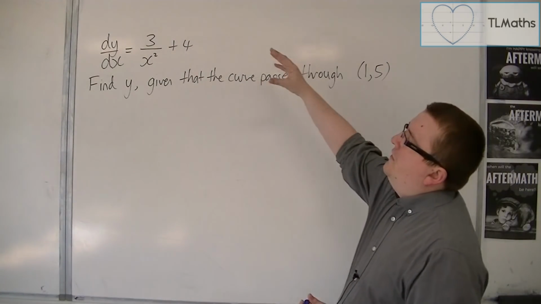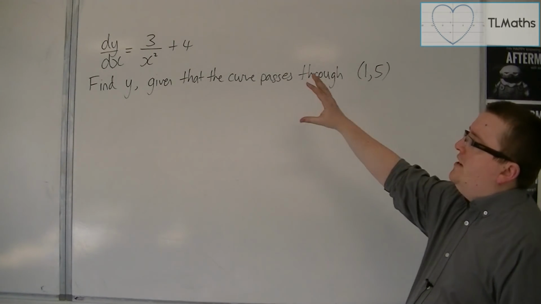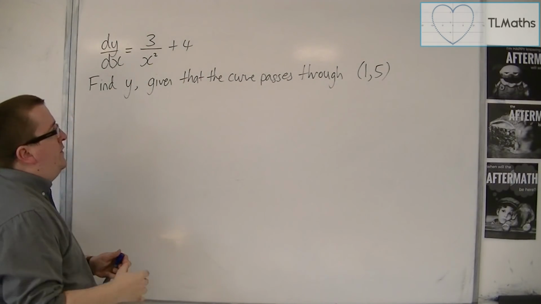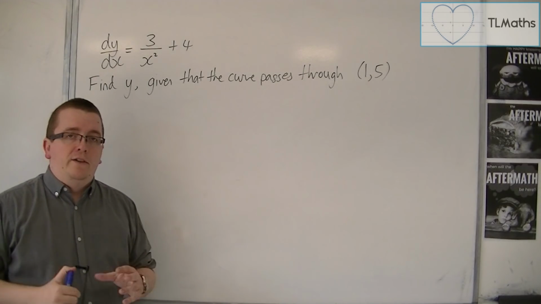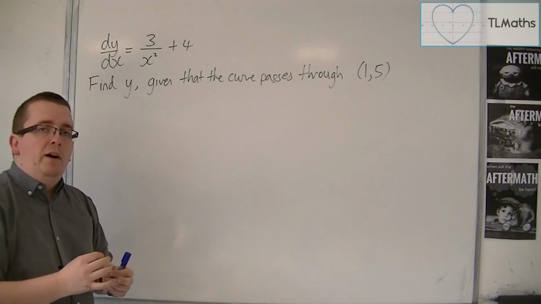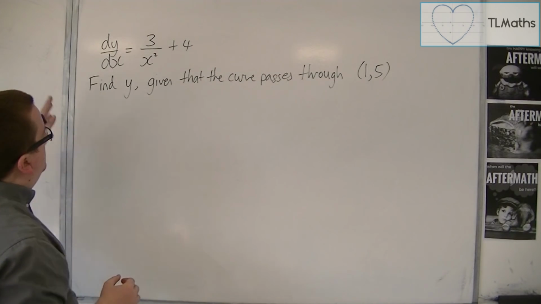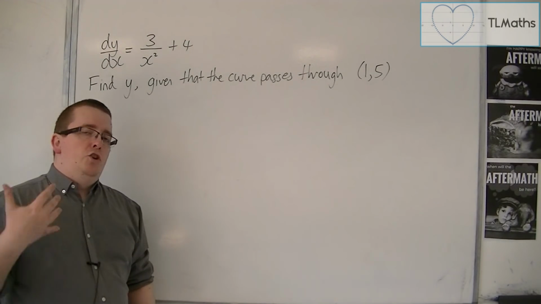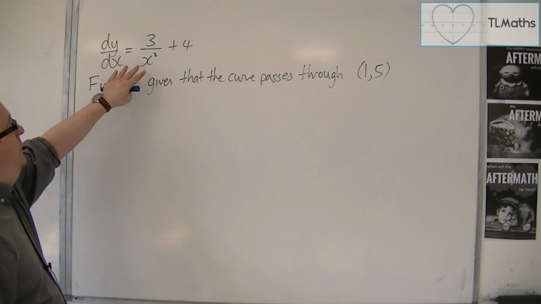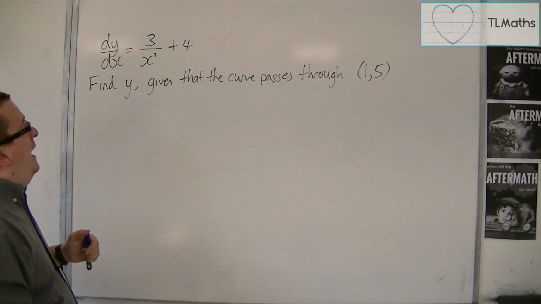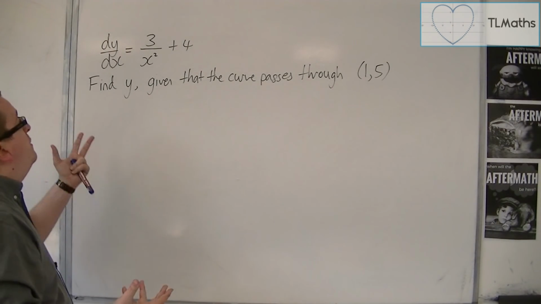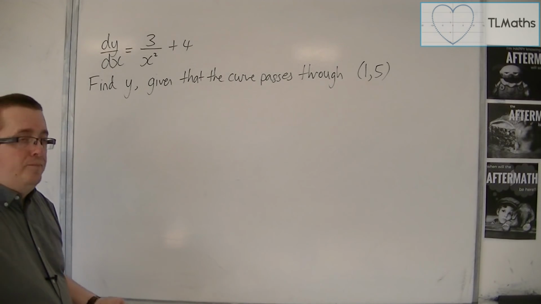So let's say we've been given dy by dx, the gradient function, and we want to find y given that the curve passes through (1, 5), okay? So I know a particular point that the curve passes through. Now, in its current form, much like if we were going to differentiate, we can't integrate it like this. We've got to write it as x to the power of something in order to integrate it. This 3 over x squared, I can't work with that.